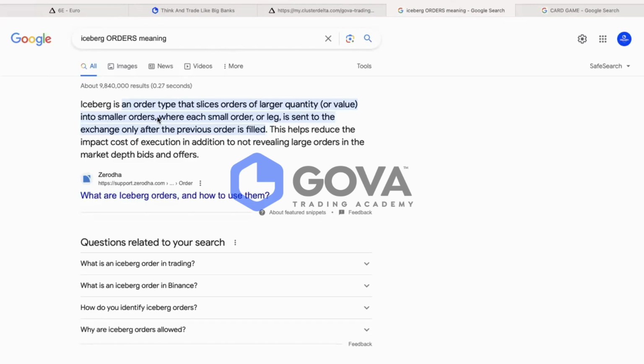You can see Google says that an iceberg order is an order. You see here, it says it is a larger quantity of orders. Then it is divided into what? It is usually divided into smaller orders. Can you see that? A large quantity of order divided into smaller pieces.